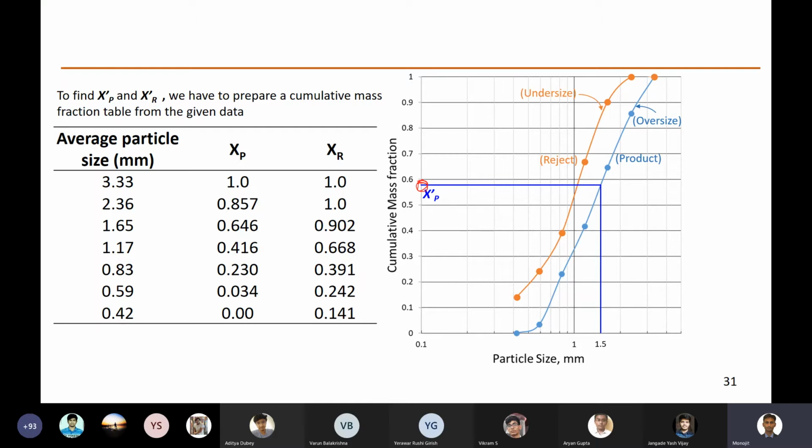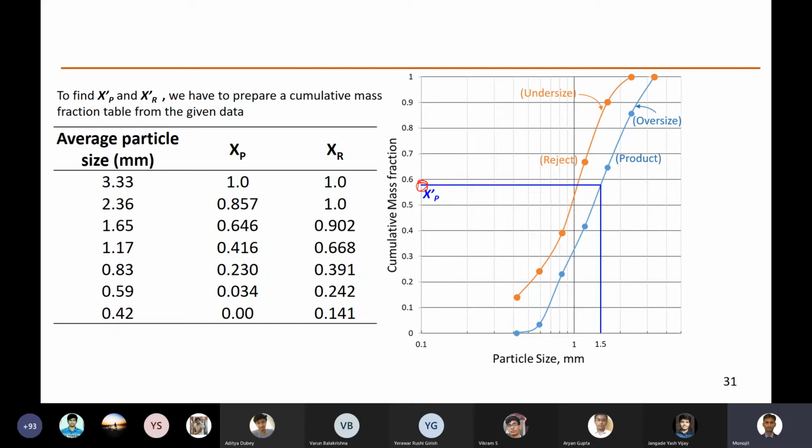So this is a cumulative mass fraction corresponding to a particle size of 1.5. And what do you understand by cumulative mass fraction corresponding to particle size 1.5? That is the mass fraction of all the particles that are having size smaller than 1.5 millimeter. And that is what we said is the definition of XP dash. That is how we defined it.